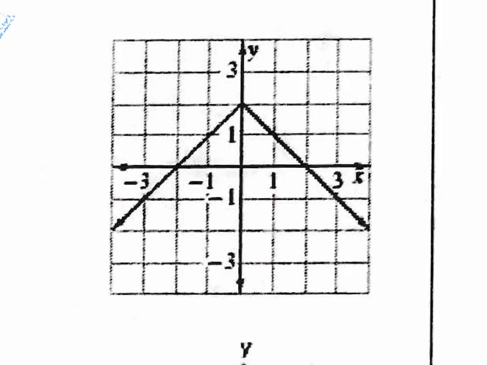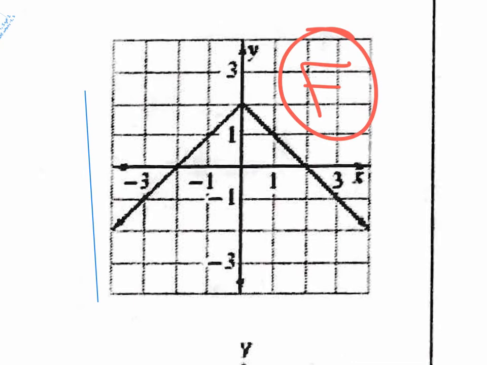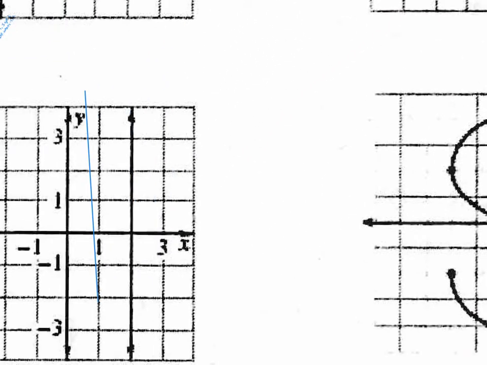How about this guy? Is that a function or a relation? It is a function. If you do a vertical line, it'll only touch it at one point, never at 2 points. So that does pass a vertical line test. That is a function. Everybody label it function. You are going to have to do this on Friday's quiz.